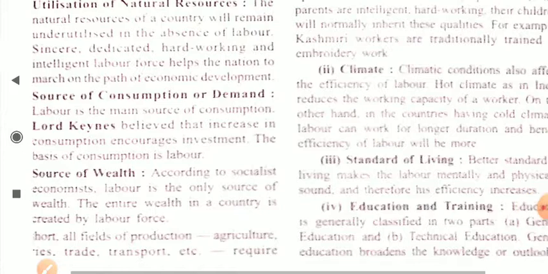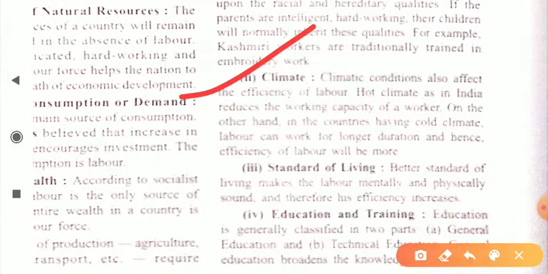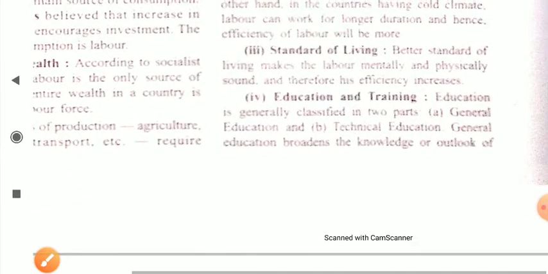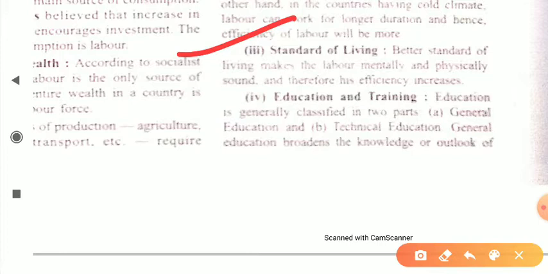Next is climate. Climate plays an important role, dear student. Climatic conditions also affect the efficiency of labor. A hot climate, as in India, reduces the working capacity of a worker. On the other hand, in countries having a cold climate, labor can work for longer durations and hence efficiency of labor will be more. Next is standard of living. A better standard of living makes the laborer mentally and physically sound, and therefore his efficiency increases.